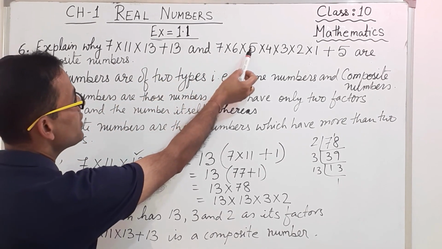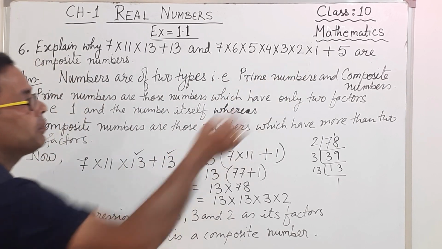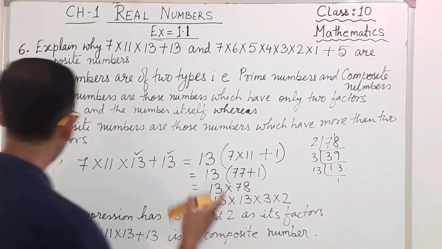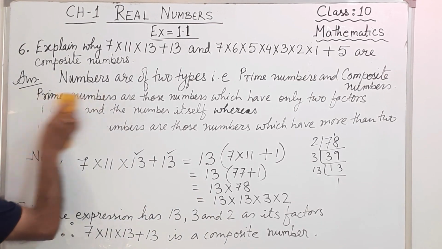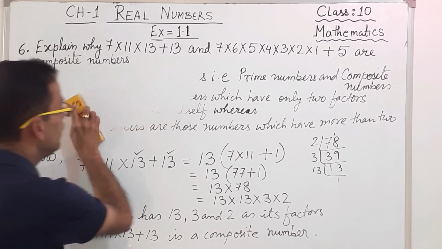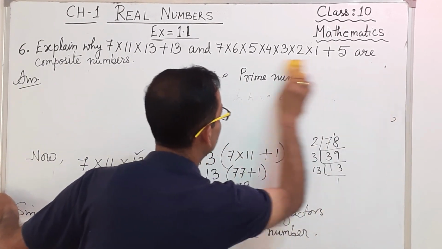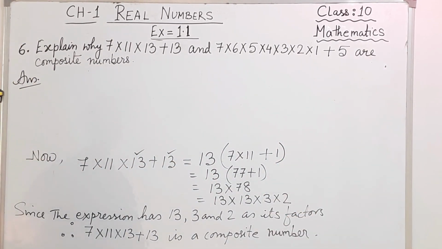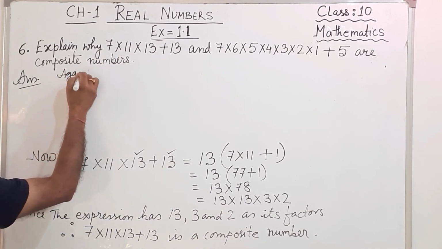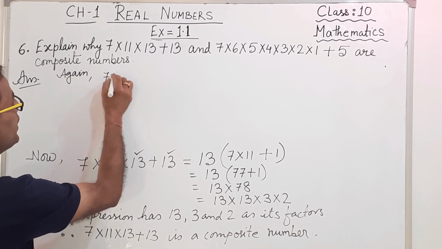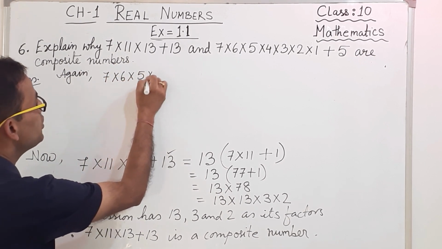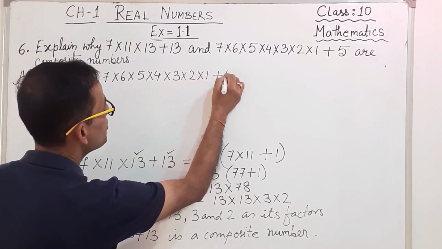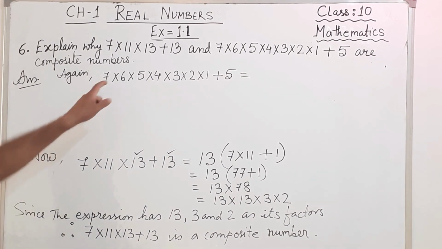Can you see? 7 into 6 into 5 into 4 into 3 into 2 into 1 plus 5. So the same way we will do the sum. So how will we do it? Let me rub this portion. So the top portion I am rubbing. Now I will rub the rough work also. So what is there? 7 into 6 into 5 into 4 into 3 into 2 into 1 plus 5. So another expression is given.